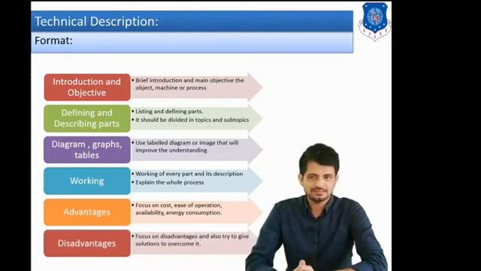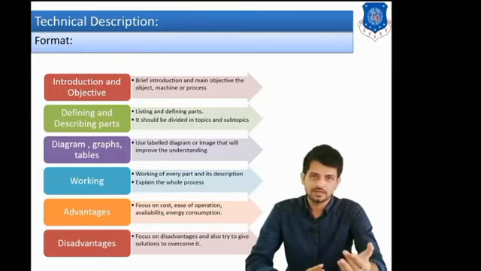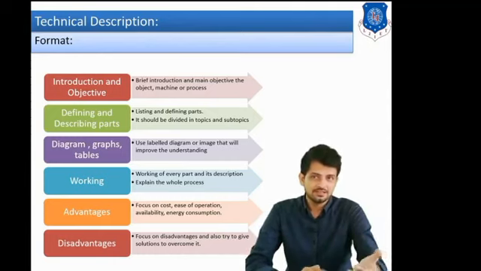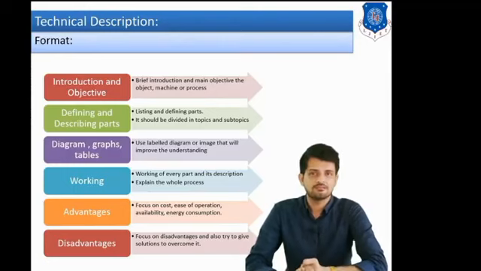And the last one is disadvantages. See, it is not like that each and every process, each and every object has only advantages. It also consists of some disadvantages. You have to write the disadvantages in such a way that you show some remedies, some solutions to overcome those disadvantages, right?